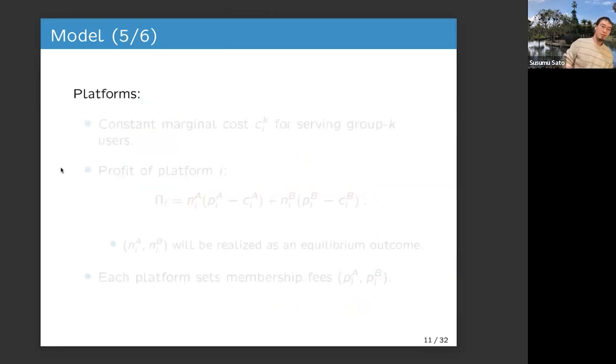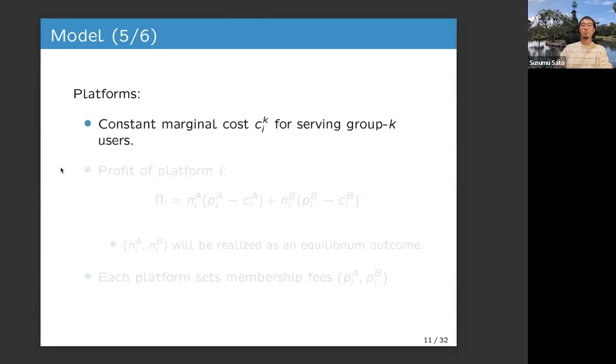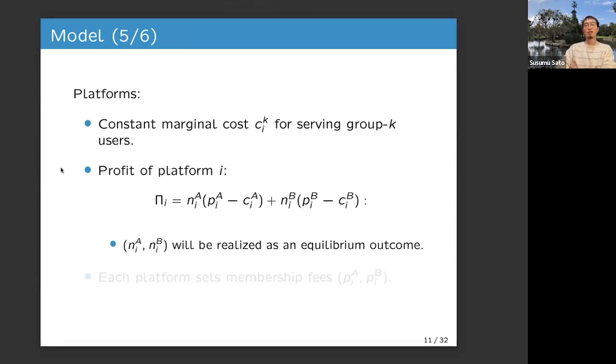So this is the user side. The next thing is the model of platforms. We assume that platforms incur constant marginal cost for serving group k users. And this can be negative or positive, whichever is fine, but we require this to be constant. And the profit of platform i is given by the sum of the profit from two user groups, where the profit from each user group is given by the number of users joining the platform times the markup charged on that group. And here, the number of users joining platform i will be realized as an equilibrium outcome. And finally, each platform sets membership fees, p_Ai and p_Bi. This is the setting about the platform.